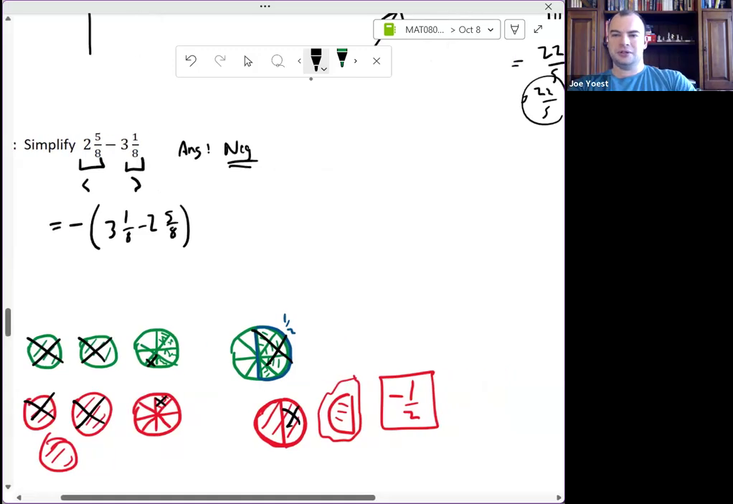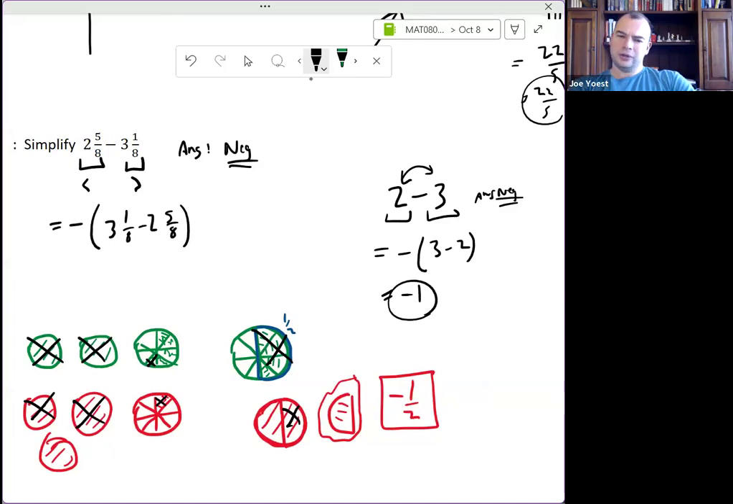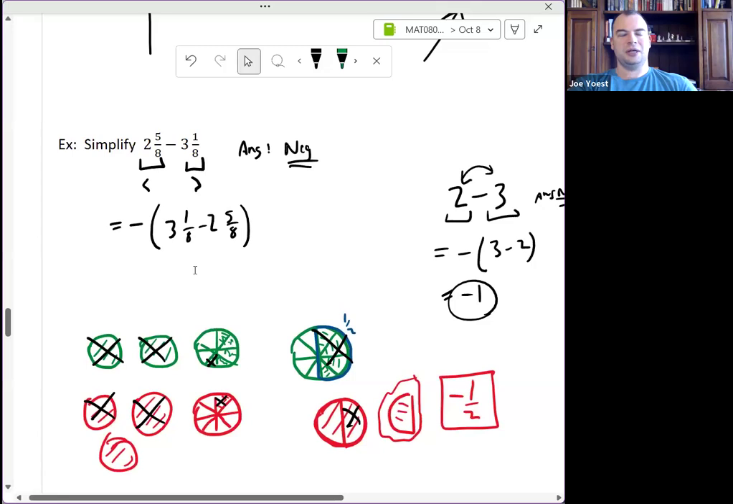To remember this from integers, for instance, what if I had 2 minus 3? I would say, well, the thing I'm subtracting off is bigger than the thing I'm starting with. So my answer is negative. This is going to be negative, and then I flip the order to find the size of the answer, the magnitude. 3 minus 2 is 1. This is negative 1. We're doing the same thing here. It's the exact same process. It's just that our numbers, instead of being natural numbers or whole numbers, are mixed numbers.